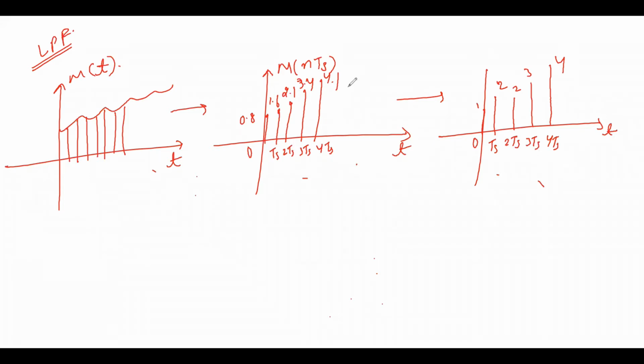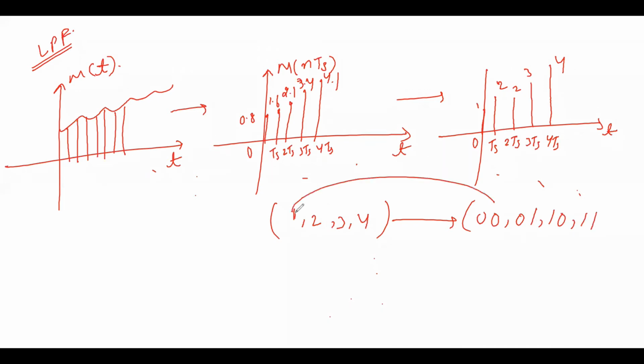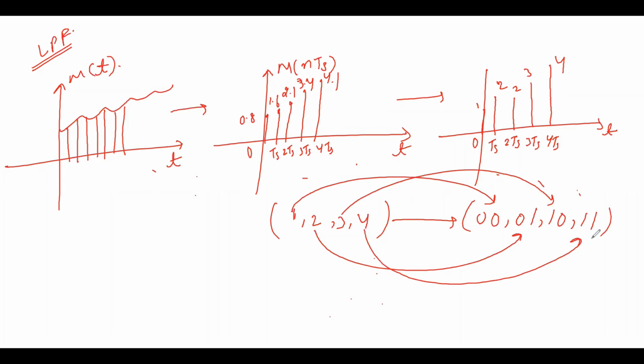Next, the output of this quantizer is given to the encoder. What we are doing in the encoder: suppose the quantization values are 1, then 2, then 3, then 4. Here we do the mapping. 1 is mapped to 00, 2 is mapped to 01, 3 is mapped to 10, and 4 is mapped to 11.